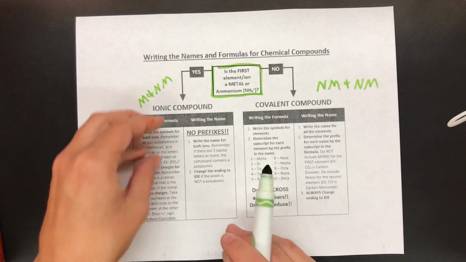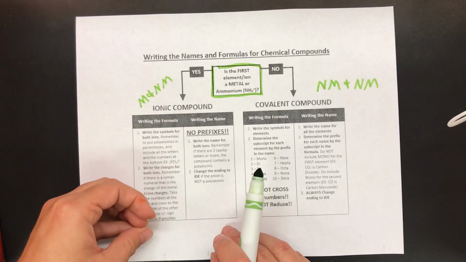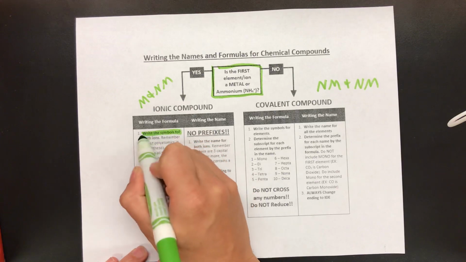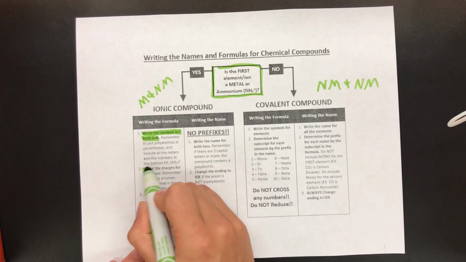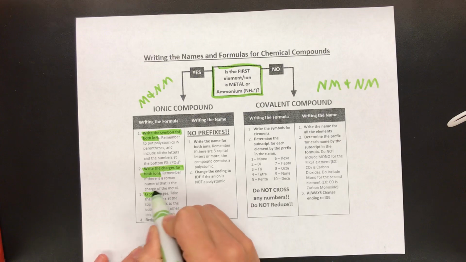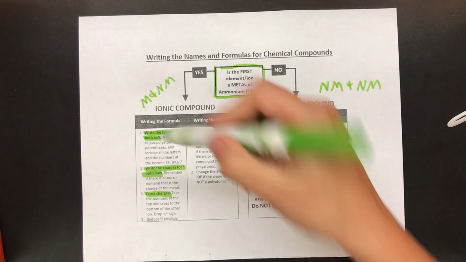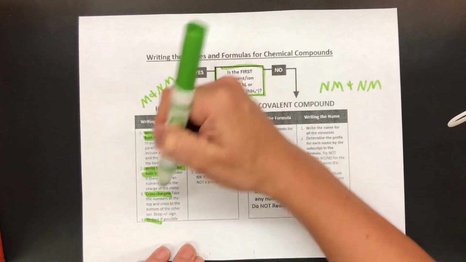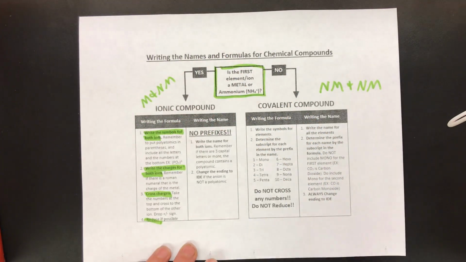Once you realize it's ionic, you got to remember these rules. So I'm going to go through some key things you need to make sure you remember. Writing the formula, you write the symbols of both ions. Write the charges and then cross. That is it. Symbol, charge, cross, reduce. Every single time.